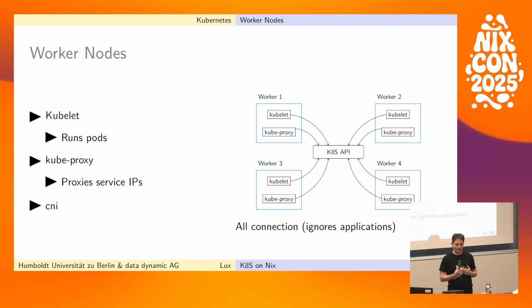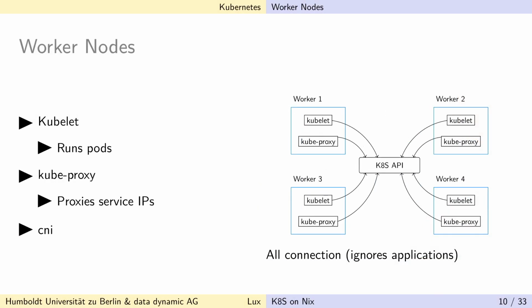Then the worker nodes, just mentioned. The worker nodes have basically usually two components running. One is the kubelet. The kubelet is, in a way, the core Kubernetes component. It runs pods. Very simple. It does not really do much else. It communicates with the API server, and the API server tells it which pods it should run, and then it does that.